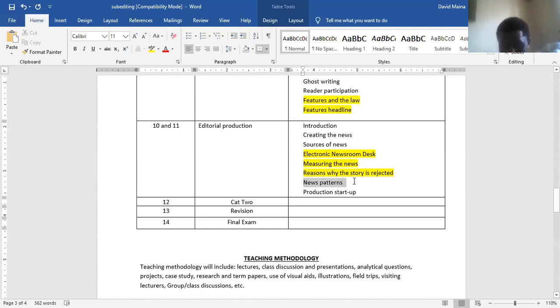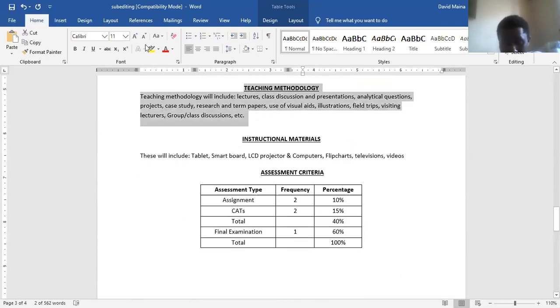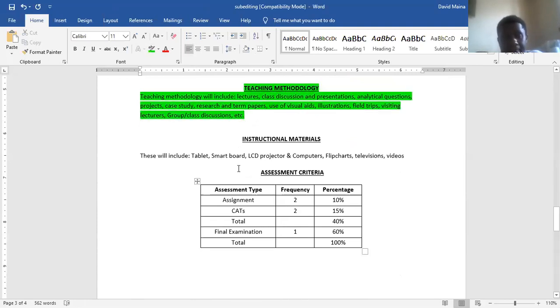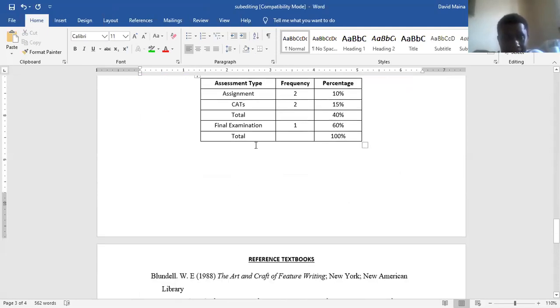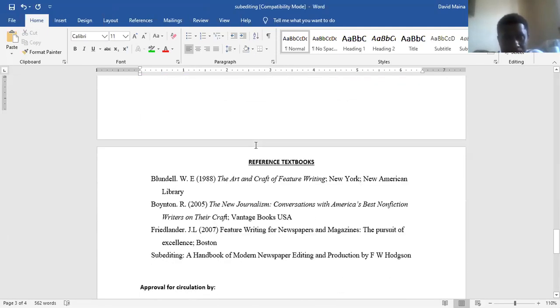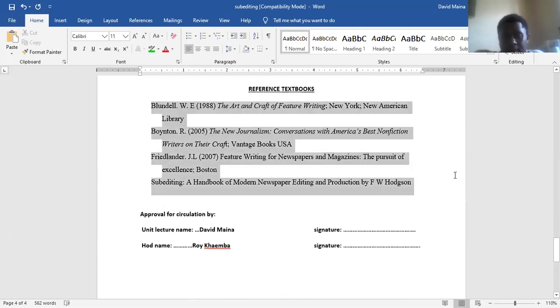Then we will look at what we call the news patterns and the production startup. Then from there, the teaching methodologies are just the same as those that we observed in the newspaper. And then the assessment criteria is the same, but the books are not the same. Okay, what are those visual aids?